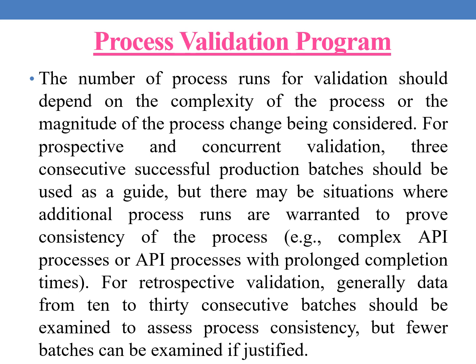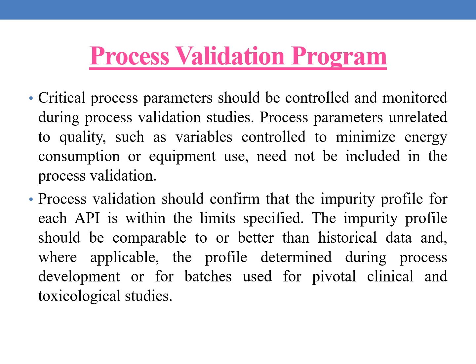So, for prospective and concurrent validation, 3 consecutive successful production batches should be used. Whereas for retrospective validation, data from 10 to 30 consecutive batches should be examined to assess the process consistency, but fewer batches can be examined if justified. Critical process parameters should be controlled and monitored during the process validation studies.